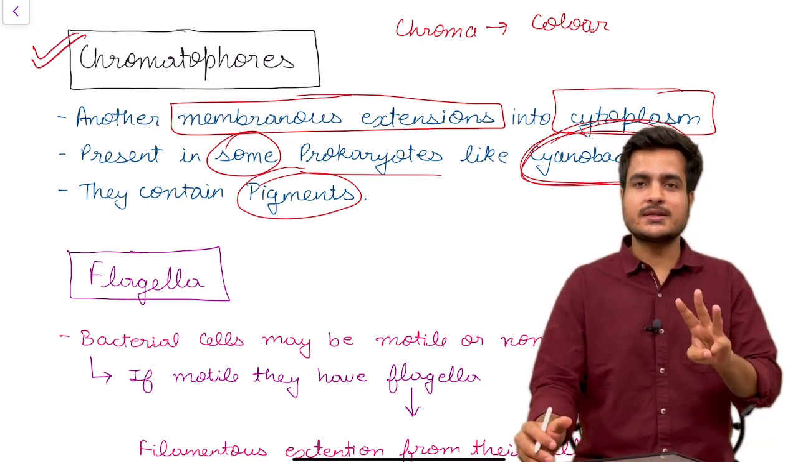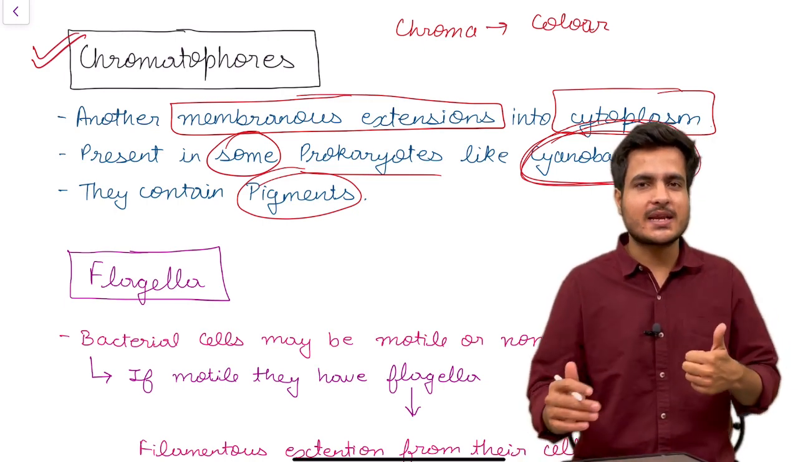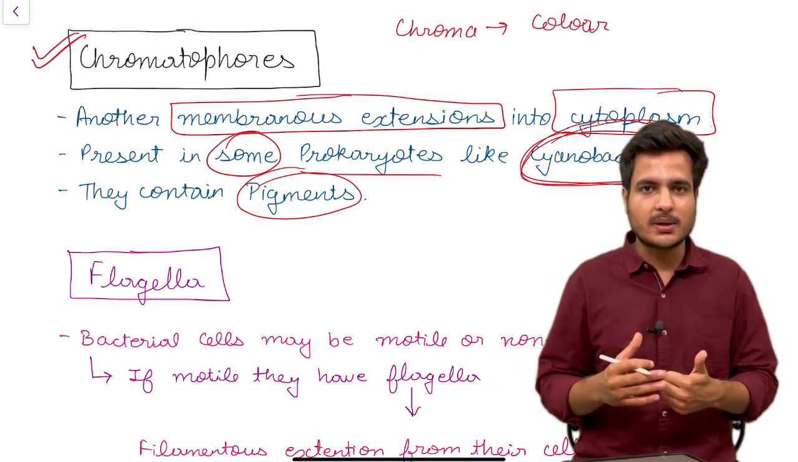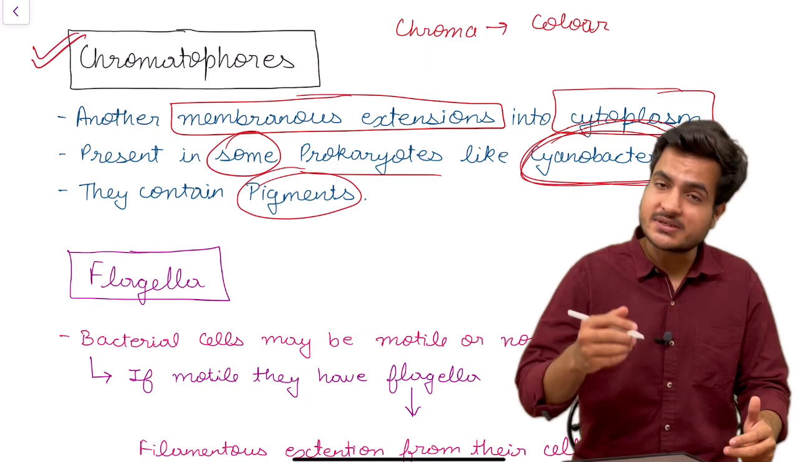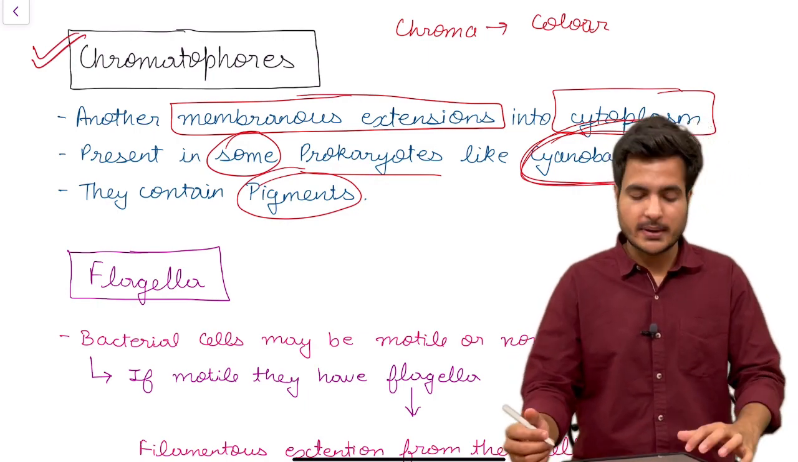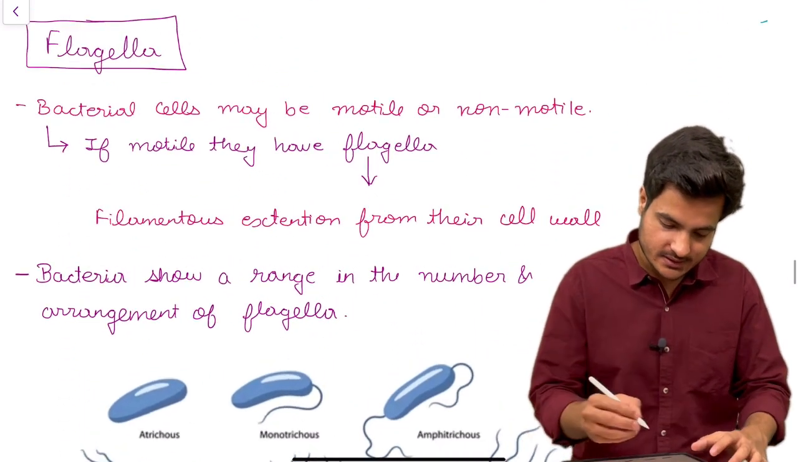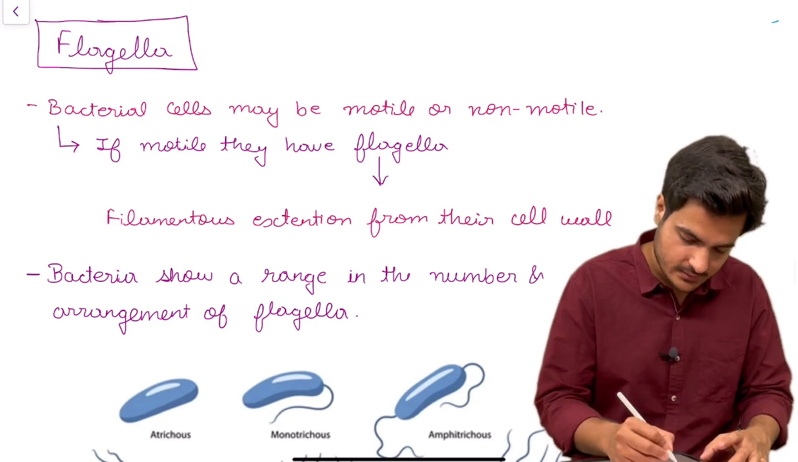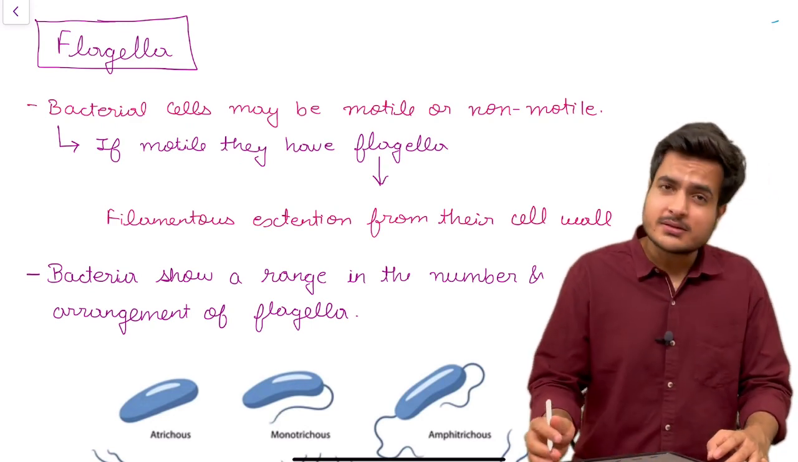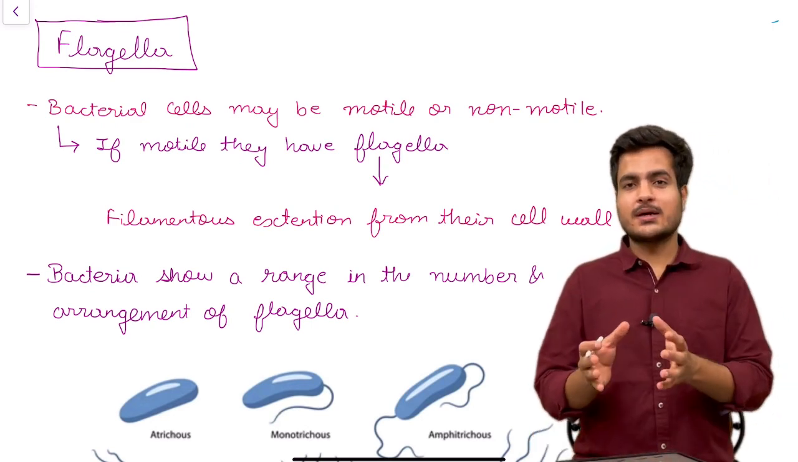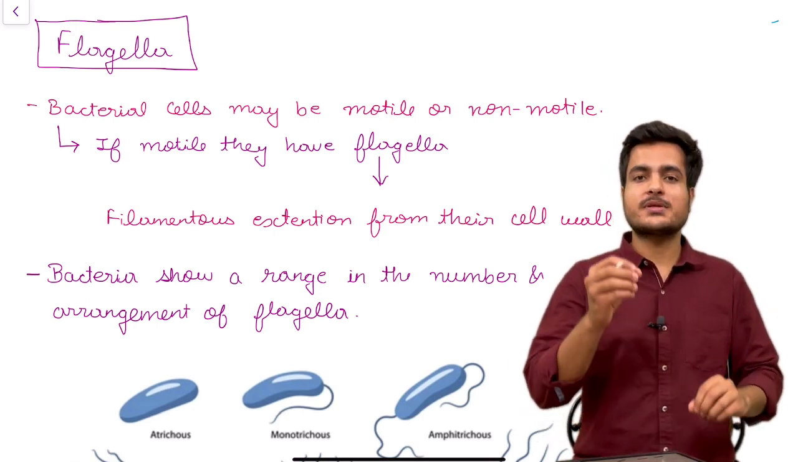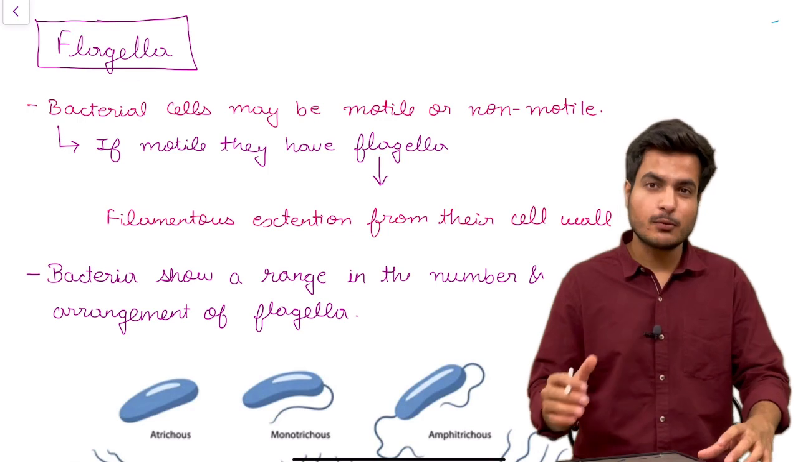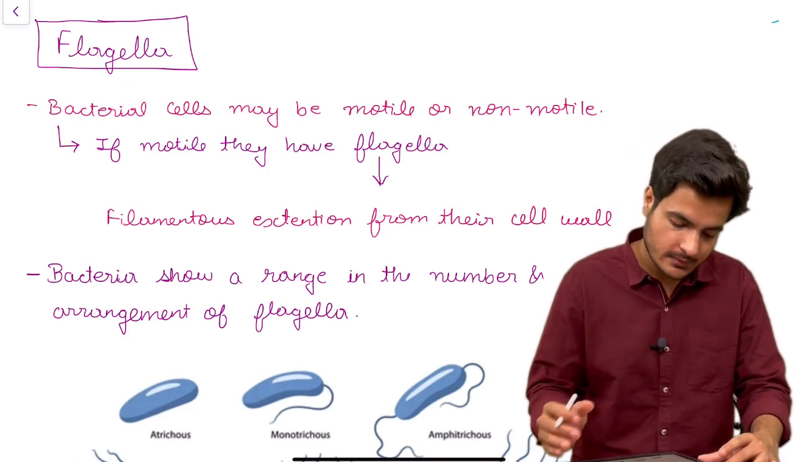So 3 important things about chromatophores: they are also specialized invagination into the cytoplasm, they contain pigments, and the third thing is they are present in some prokaryotes like cyanobacteria. Now let's discuss the structural details of flagella. Flagella. Some bacteria move whereas other bacteria are stationary. The bacteria which move do so due to the presence of flagella. So let's see what a flagella contains.